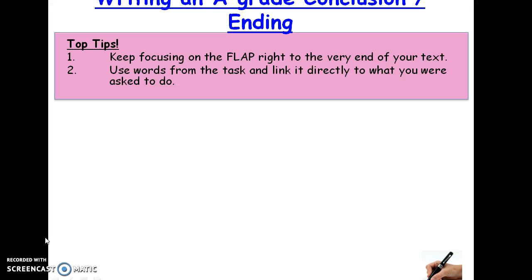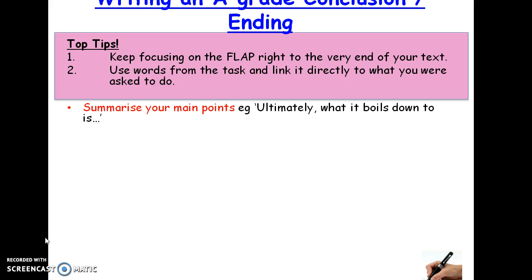So my top tips are keep thinking about that FLAP, so the form, language, audience and purpose. You've got to be thinking about it right through to the end. If you forget and you start to drift on it, then that's your A star gone. You also want to be using words from the task and linking it directly to what you were asked to do. So, tips then, in a conclusion, you can summarise your main points.